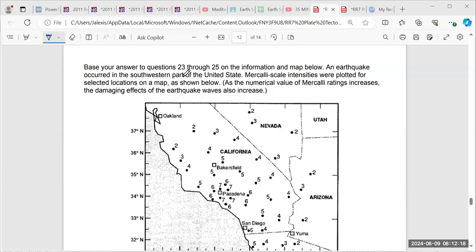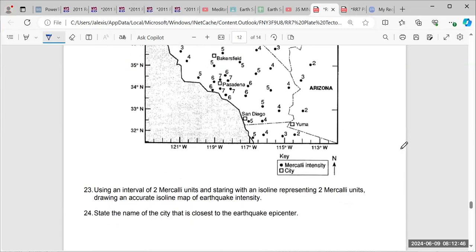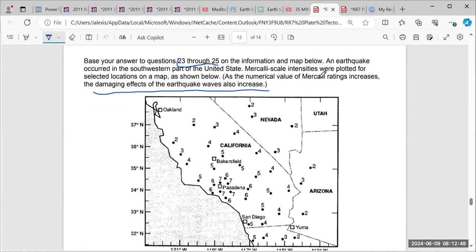Basic answer the question 23 to 25 on the information and map below. An earthquake occurred in the southwestern part of the United States. Mercalli intensities were plotted for select locations on a map as shown below. As the numerical value of Mercalli ratings increases, the damaging effects of the earthquake waves also increase. That's something to keep in mind. As that number increases, the damaging effects of the earthquake waves also increase.